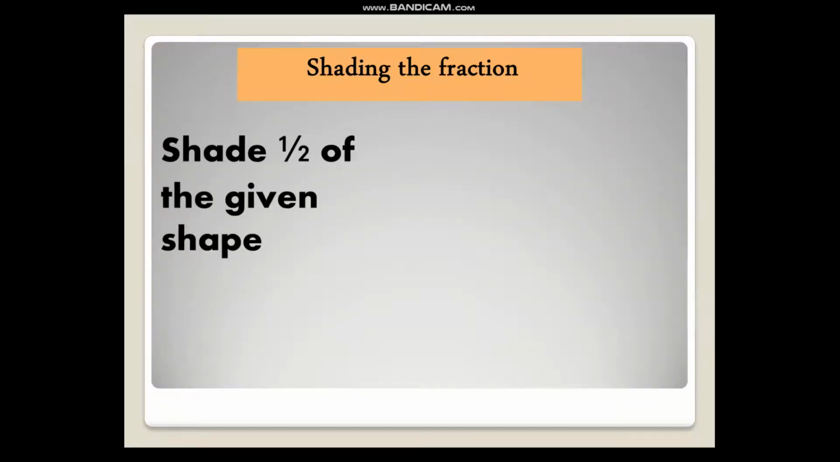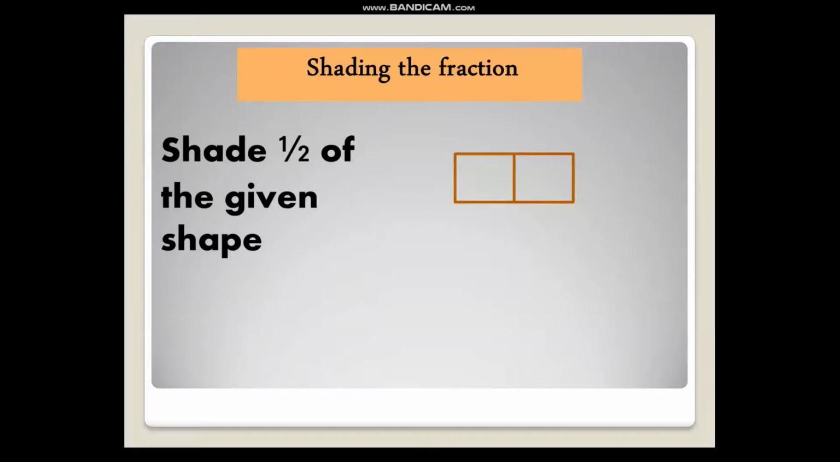Okay, so now we can see how we can shade the fraction. We have been given some fraction and we have to shade it accordingly. For example, shade 1/2 of the given shape. Now this shape has been given to us and we have to shade 1/2 of the given shape. Now do you understand what 1/2 means? 2 equal parts of a whole.